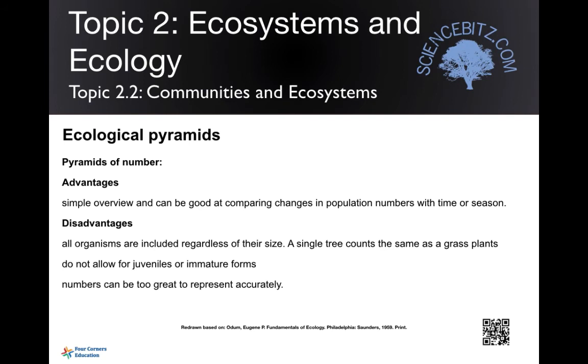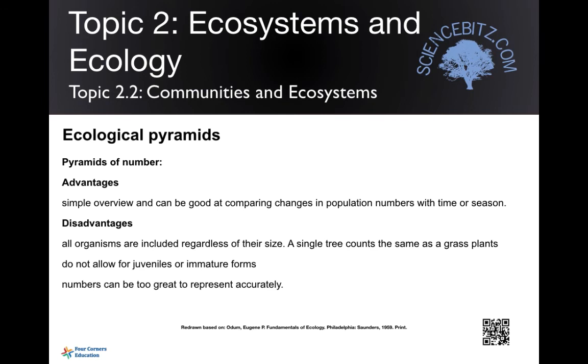So the pyramids of number are going to be very, very different. Disadvantages is that all organisms are included regardless of their size. It takes no account of the contribution that each organism is making to the ecosystem. So a single tree counts the same as a single grass plant.